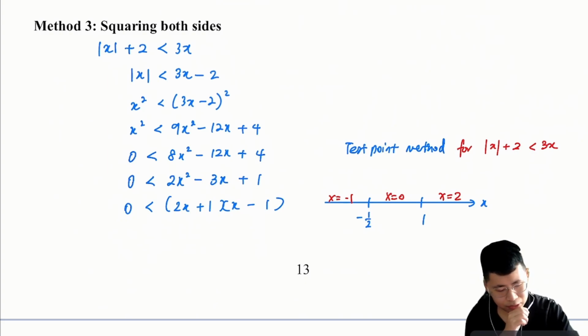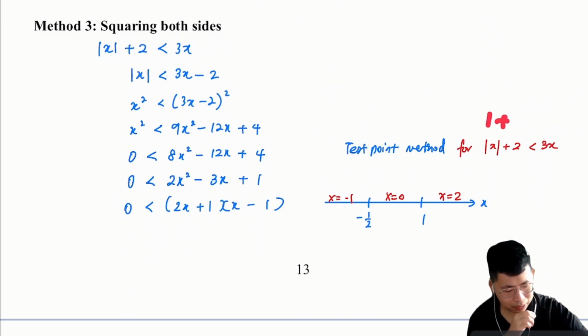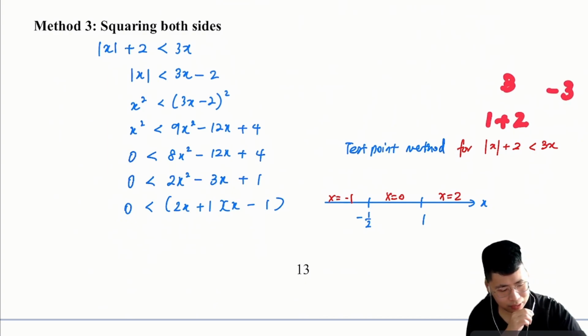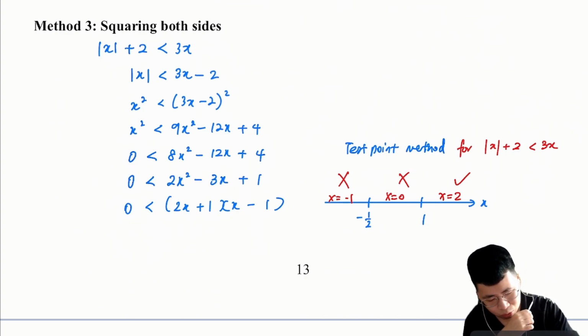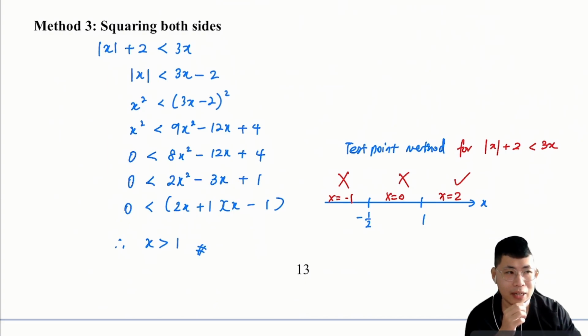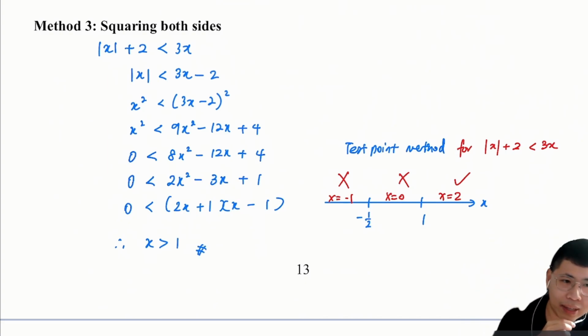Right? So now, first one, on the left, I'm going to get 1 plus 2, which is 3. Then on the right will be negative 3. So this one does not hold. Okay, so this one will fail my test. Now the second one would be 2 less than 0. So this one will also fail my test. Now the third one over here, I'll get a 4 less than 6. So this one fulfills my test. Right? So the region that I'm looking at will be solely the region on the right. Okay, so it's just x strictly more than 1.